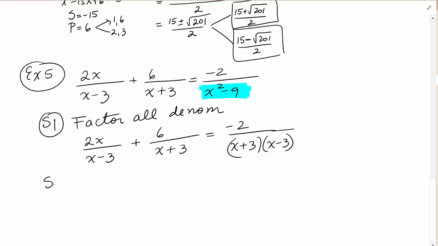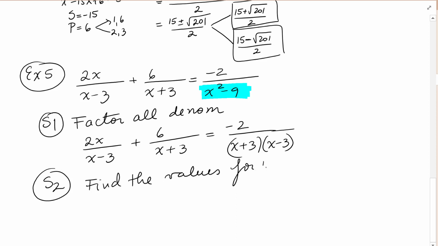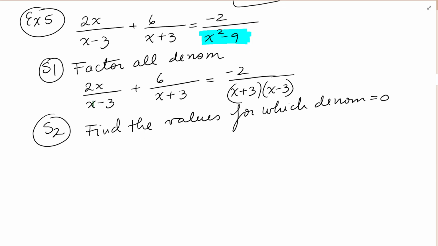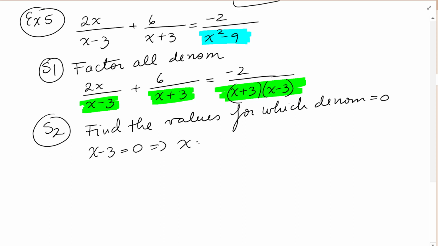Next step, step 2, find the values for which denominators equal 0. So I'm going to take each denominator. I have one denominator, two denominators, three denominators. So we have x minus 3 equals 0. That means x equals 3. X plus 3 equals 0. That means x equals negative 3. And this last one, it's actually the same that we had before.